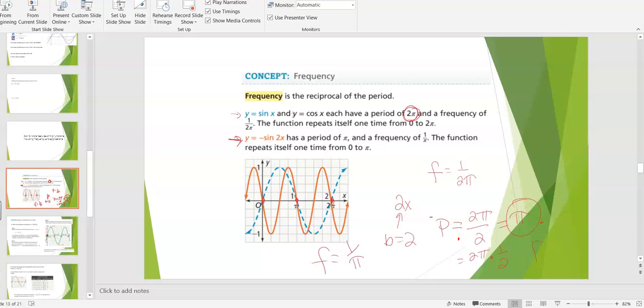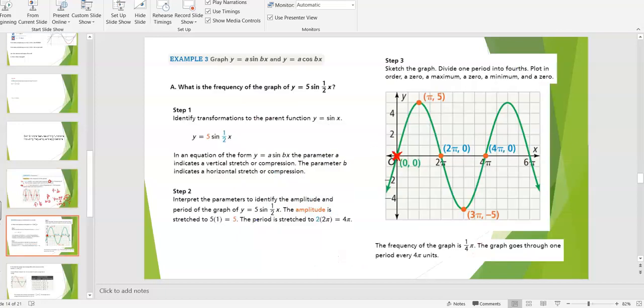You'll see that in physics with pendulums. Electricity uses a lot of cycles. Frequency is important in that too. We're going to look at how we can go about graphing some of these functions.